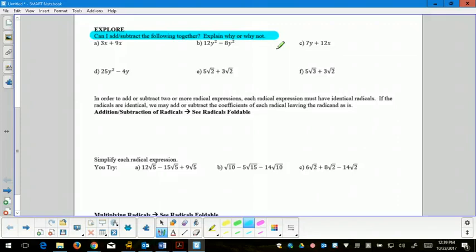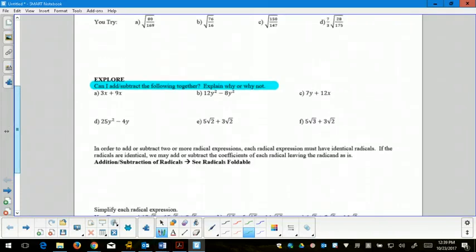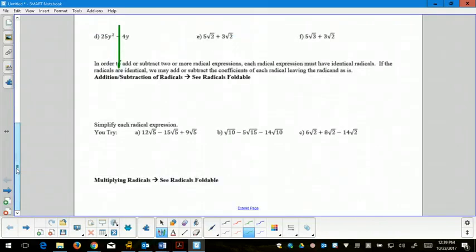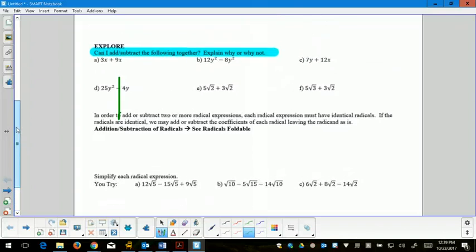Tyler, what'd you get? 12x squared. 12x squared is correct, or 12, nope, just 12x. Just 12x. We're not multiplying, we're just combining, adding them together. What if there's, oh. I have 3 and I have 9, so in total I have 12.